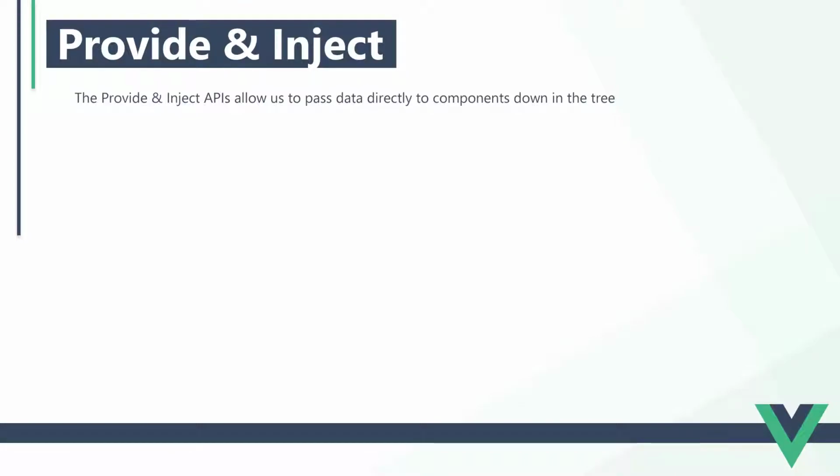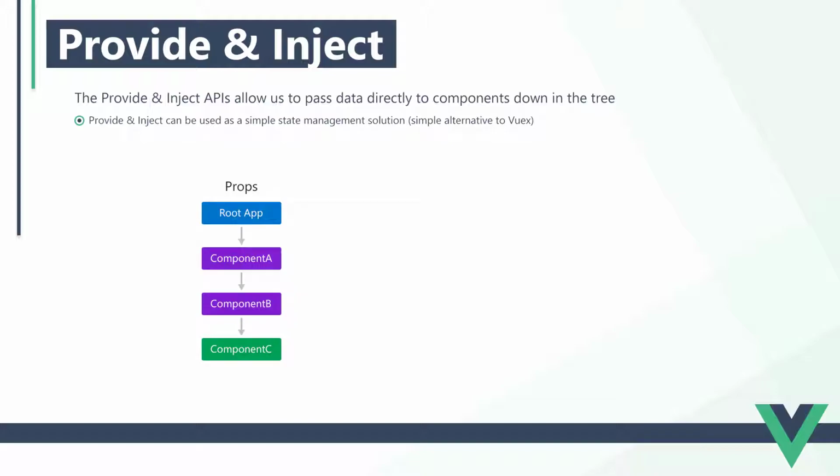Provide and Inject are two APIs that Vue gives us to pass data down through a component tree without going through each level individually. They can be used as a simple state management solution. As an example, let's consider the following application structure.